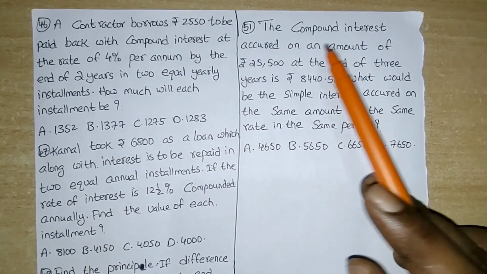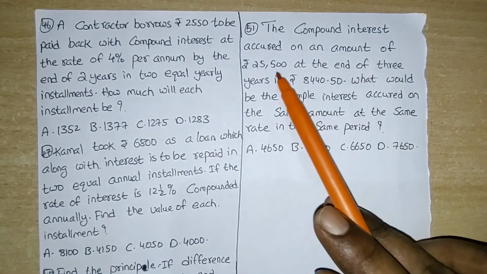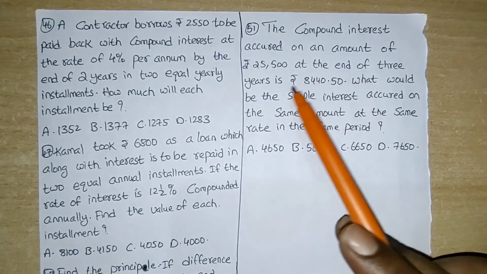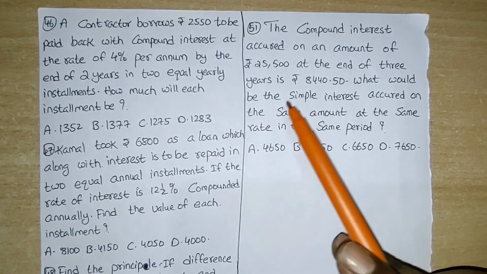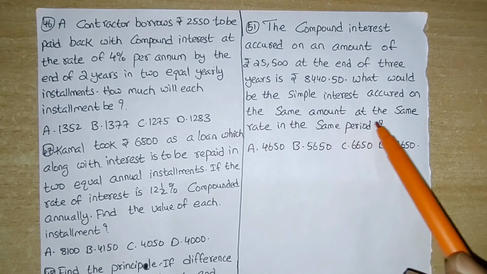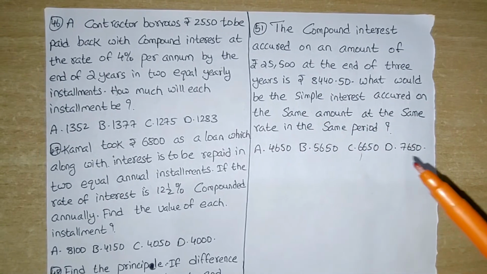Next, last question. The compound interest accrued on an amount of 25,500 at the end of 3 years is 8,440.50. What would be the simple interest accrued on the same amount at the same rate in the same period?